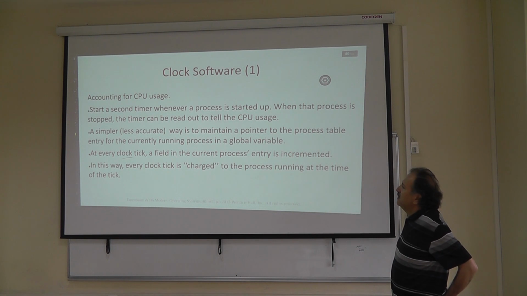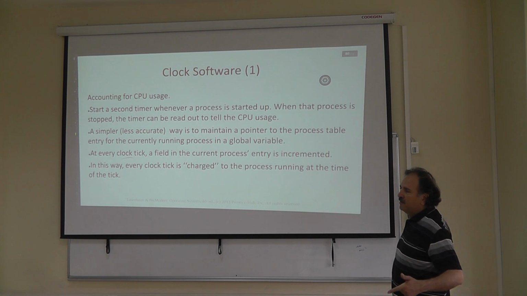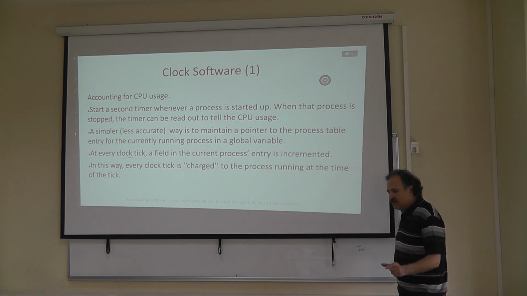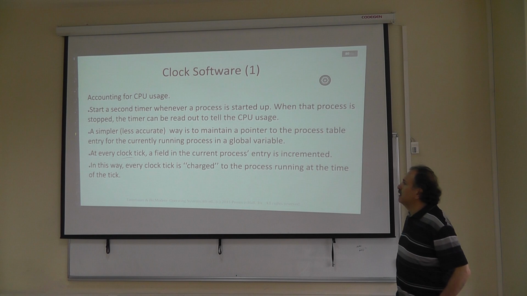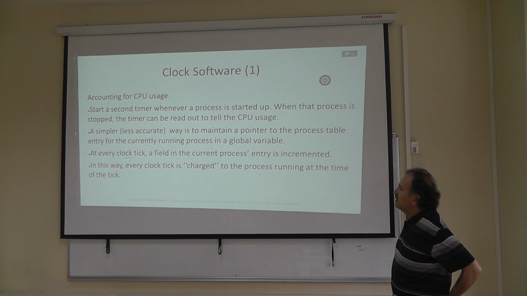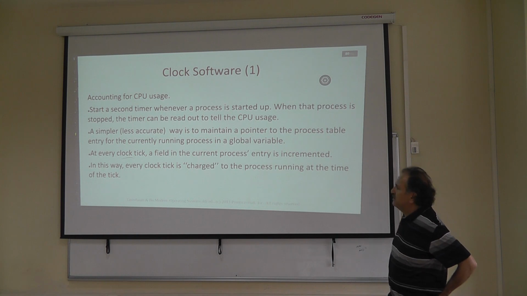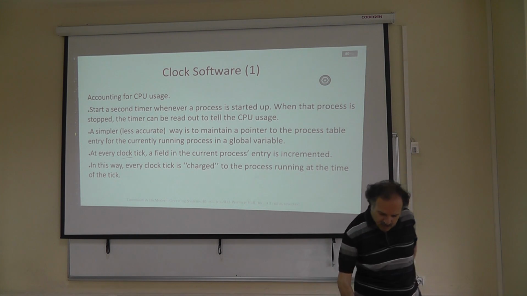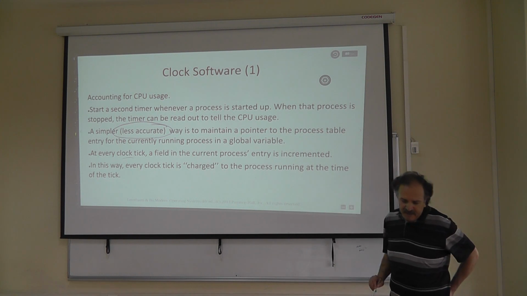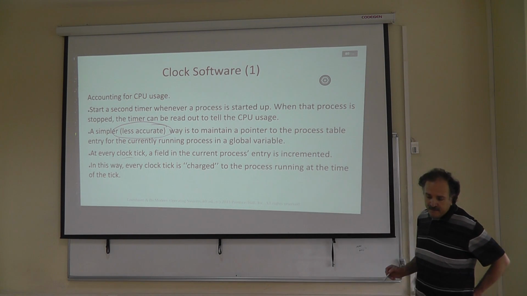Much cheaper. But the problem with this one is, at every clock tick I increment that value by 1, but I cannot differentiate how much time is used by the process and how much time is used by the interrupt handler. So every clock tick is charged to the process running at the time of the tick. So the second solution is less accurate, even though it is cheaper to implement, it takes less CPU time.